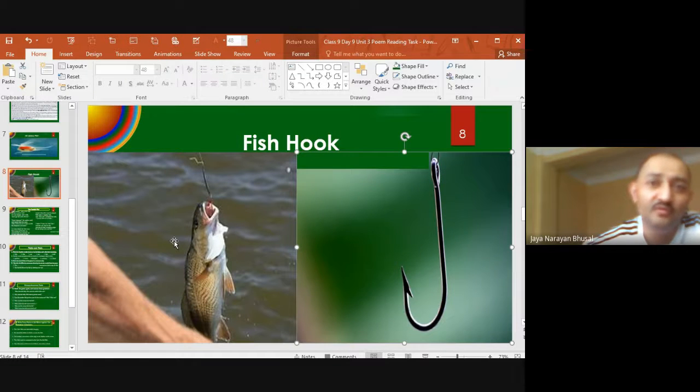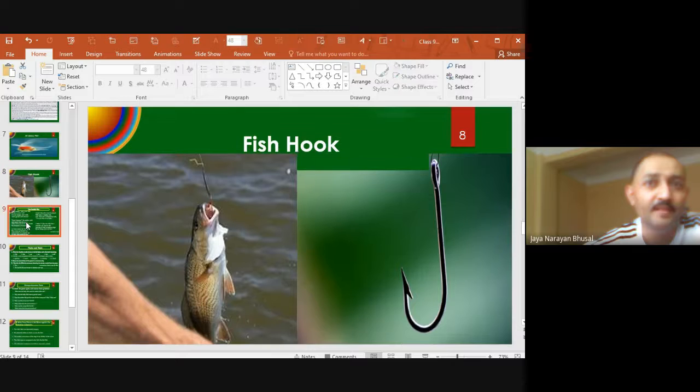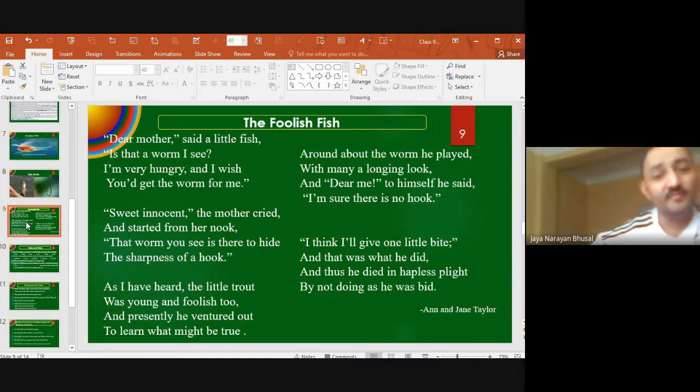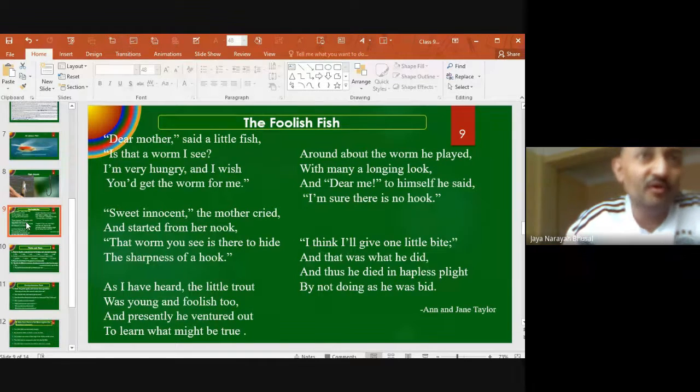See how we trap fish and we kill them for our food. Let's talk about this. Okay, the poem. This is the poem. You may have already read it.